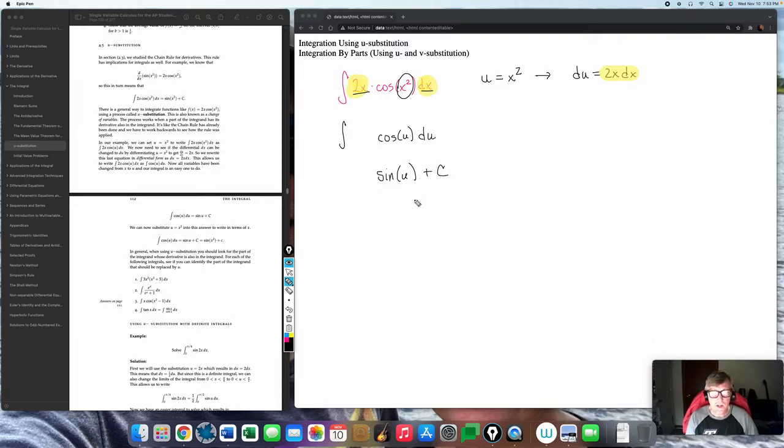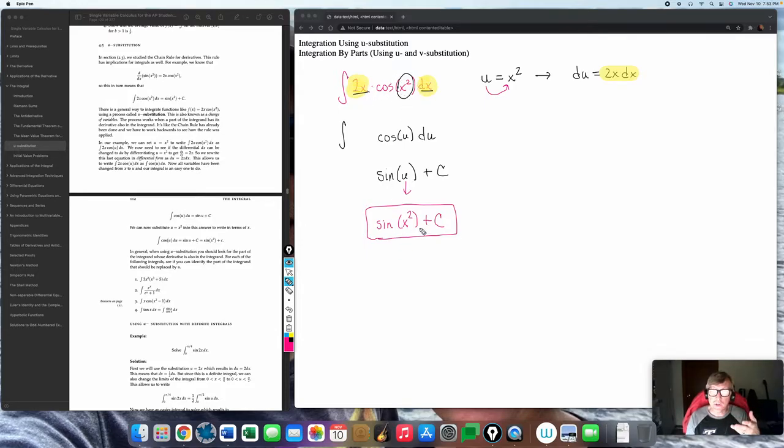Good. Now, the original problem was written in pink with the variable x. Currently, I have an answer using the variable u. So what I have to do is back substitute. I am now going to change the u back into x squared. So the final answer is the sine of x squared plus c. Okay? So that is a step-by-step rundown of why the antiderivative of this big huge thing is equal to this.